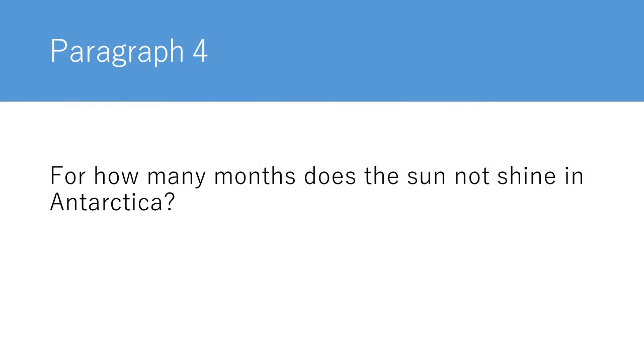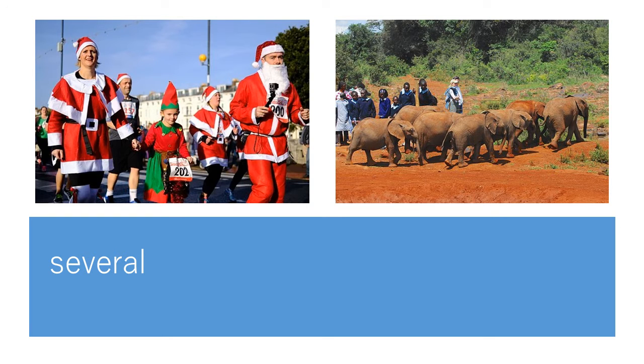Still in paragraph 4, this next question asks, for how many months does the sun not shine in Antarctica? Okay, pause the video, then come back. And the answer here was out of lines 2 and 3. The answer is for several months. Several months. One more time. Several. We've seen this slide several times, in fact, almost every week. This word several came up again. Remember the word several? It means more than a couple, more than a few.